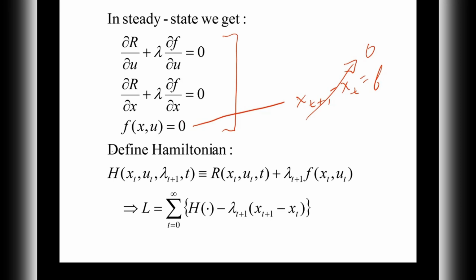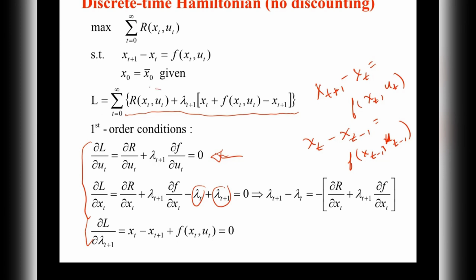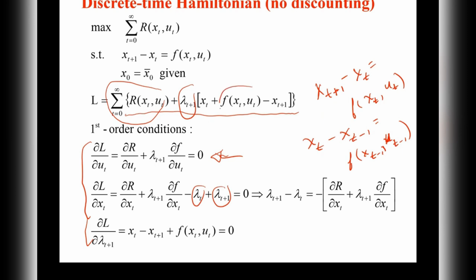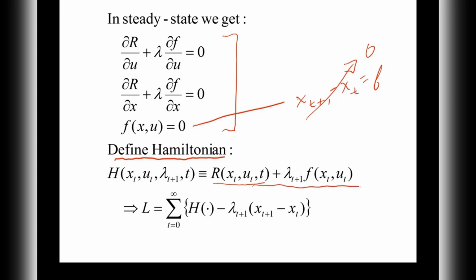We then define, and that's the key, the Hamiltonian as H as a function of x t, u t, lambda t plus 1, and t, which is equivalent to this first term, r, the net return, r a function of x t, u t, and t, plus lambda t plus 1 times f of x t, u t. So notice that when we go back to the Hamiltonian, we're taking this part and this part, these two parts in this expression here, and we form the Hamiltonian.